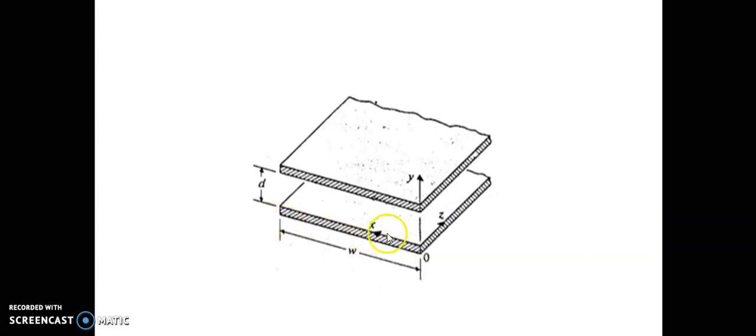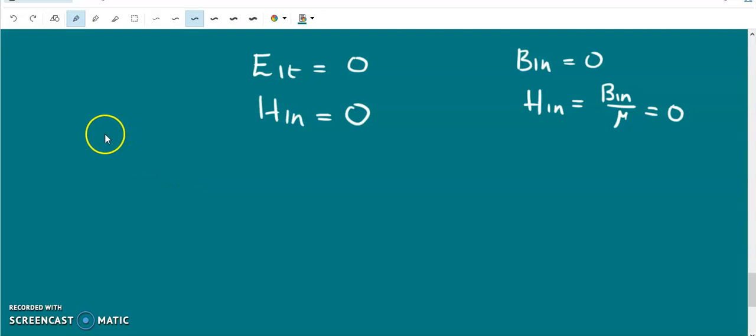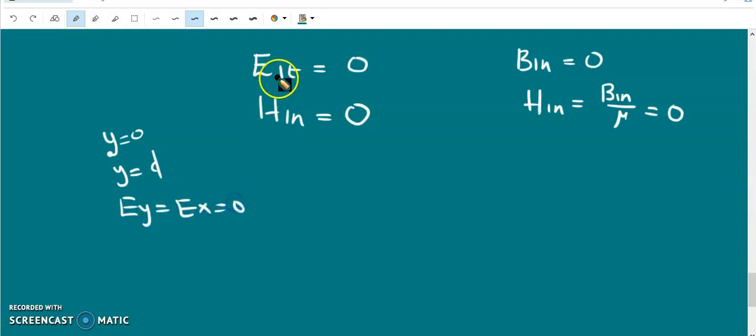So, for the lower and the upper conducting plates, that means for the two boundaries, E1 tangential and H1 normal are zeros. That means Ex is equal to 0, Ez equal to 0, and Hy is equal to 0. So, those boundary conditions are satisfied for the lower and upper conducting plates. These equations are satisfied for y equal to 0 and y equal to d, since Ex equal to Ez equal to 0. That means the tangential component is equal to 0 and Hy equal to 0.